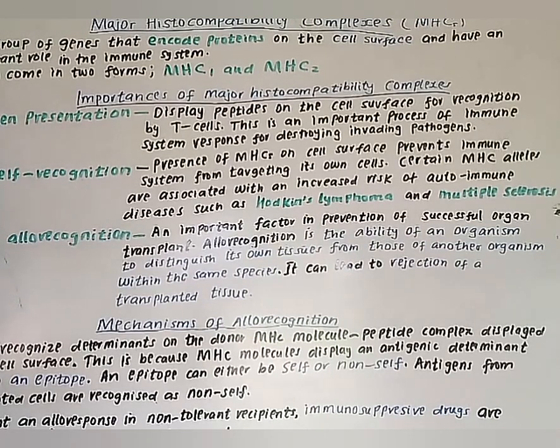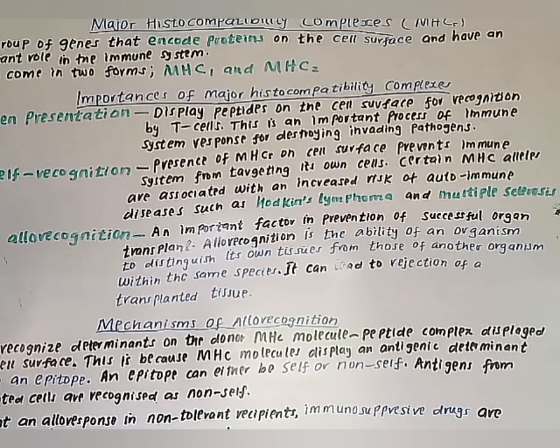Then importance number 3 is tissue allorecognition. An important factor in prevention of successful organ transplant. Allorecognition is the ability of an organism to distinguish its own tissues from those of another organism within the same species. It can lead to rejection of a transplanted tissue.